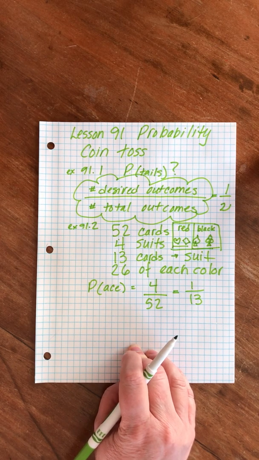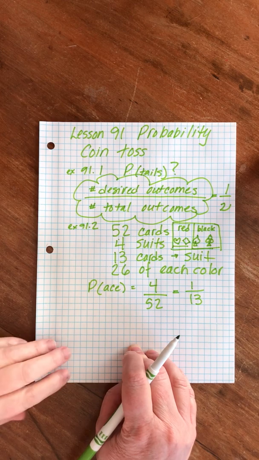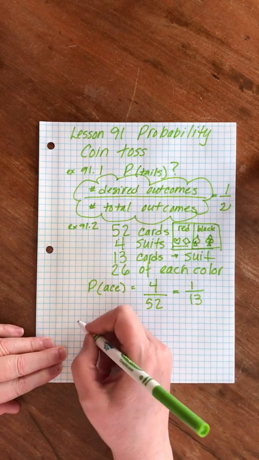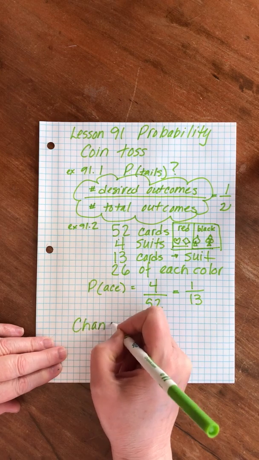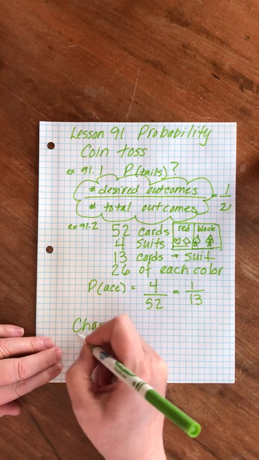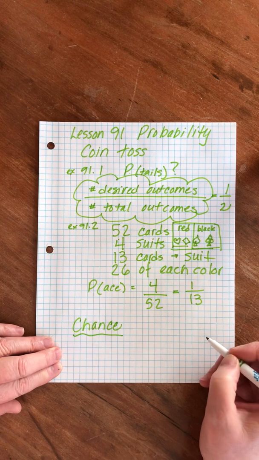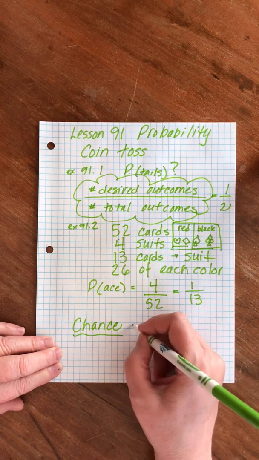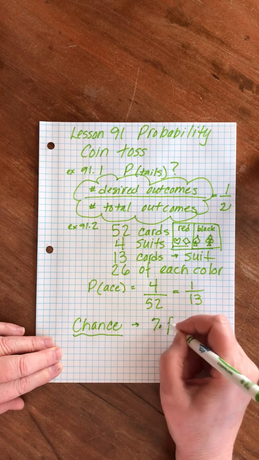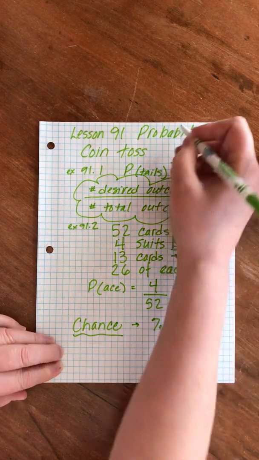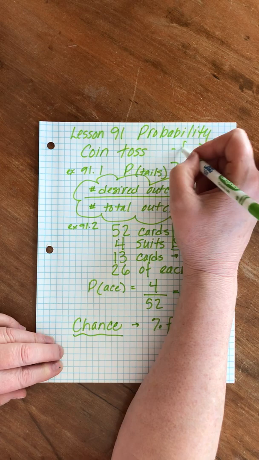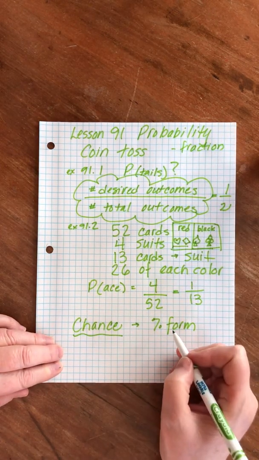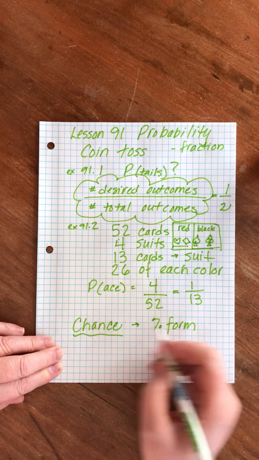And then we're going to talk about one more idea. For probability, we usually write that in terms of a fraction, but there's a related, similar concept called a chance. It's a probability expressed in a percent form, okay? Probability we usually express as a fraction. So chance we express as a percent. Here's an example.